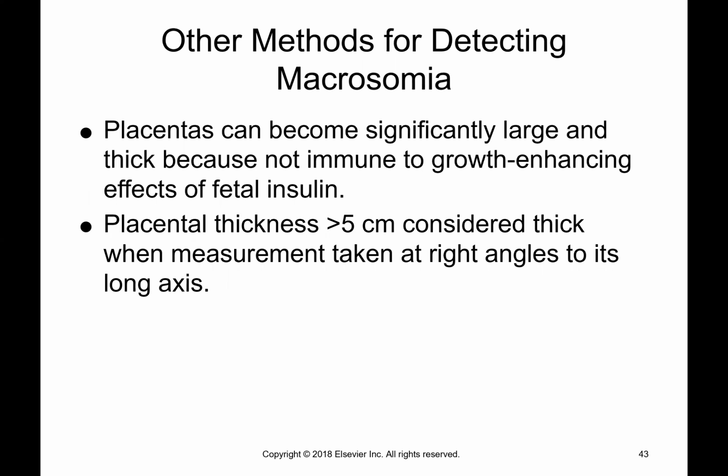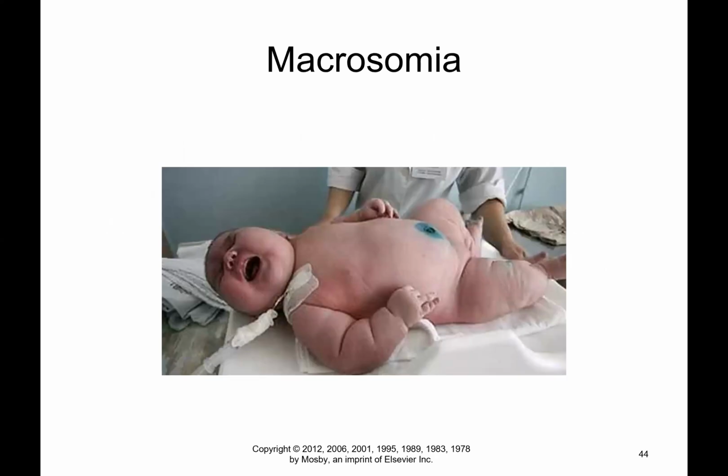The placentas can also get significantly large and thick because they are not immune to the growth-enhancing effects of insulin. Placental thickness of greater than 5 centimeters is considered too thick. So remember that. And this is an image of a huge baby that's delivered. So this baby, although it's big, does not equal healthy. Because of the insulin levels, sugar levels are going to be difficult to regulate. So this baby might be in the NICU with the little baby that is 1 pound and was delivered at 24 weeks.